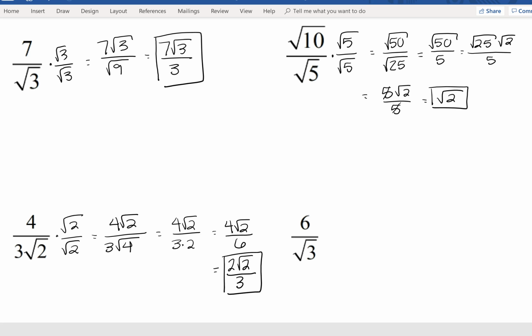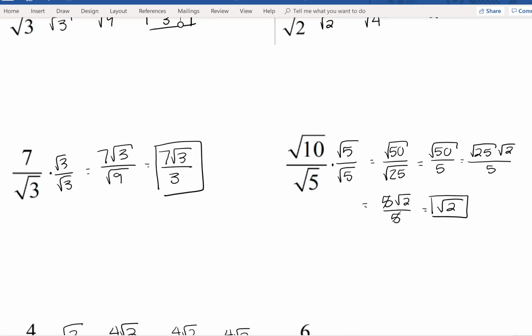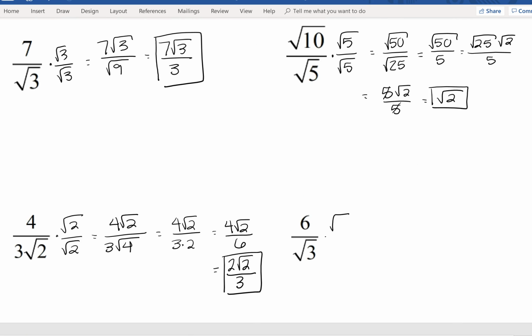All right, last one, very similar to the first 3. Pause it, try it on your own. Multiply by root 3 top and bottom. You might have already seen the pattern. You don't have to show the step where you get the perfect square. You can just know root 3 times root 3 is 3. That happens every single time. And then 6 divided by 3 is 2.